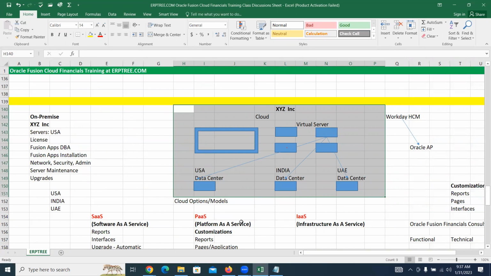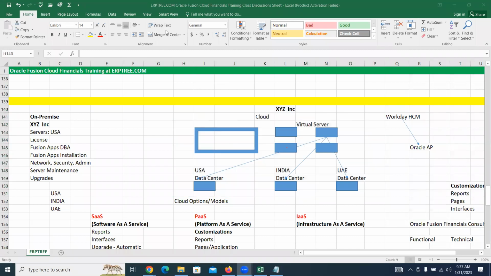From the product point of view, no difference. Only from the deployment point of view, include or exclude cloud. That's it. Is it clear? So, sir, the environment is going to be the same, right? Yeah, for both, the environment is going to be the same. Look and feel and product functionality, usage, everything would be the same.